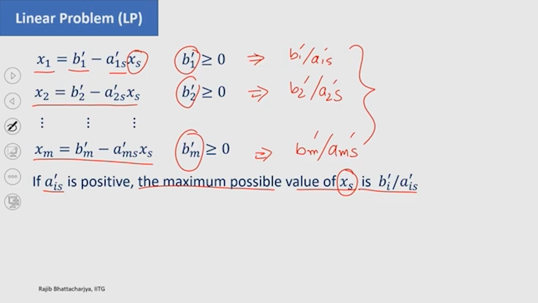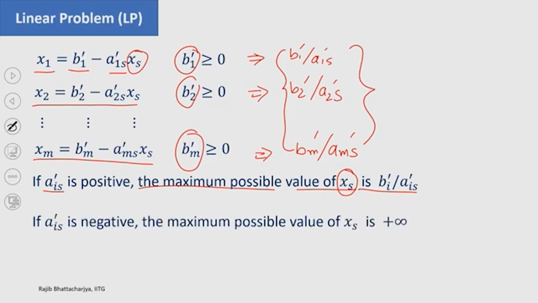Now, what do you have to do? We have to take the minimum of these ratios, otherwise some decision variable will be negative. Therefore, we have to take the minimum of this particular ratio, as I have explained. And if ais dash is negative, then the maximum possible value of xs is infinity.